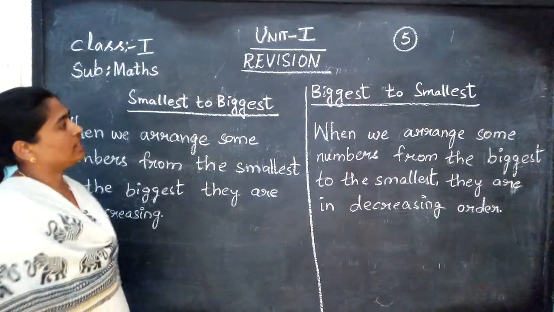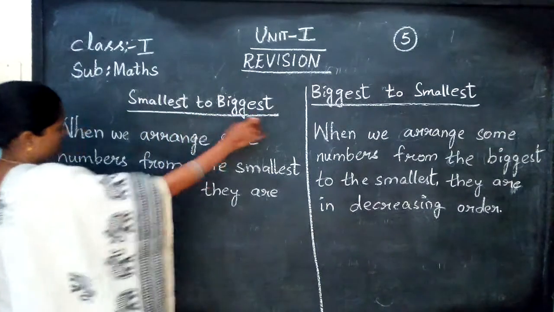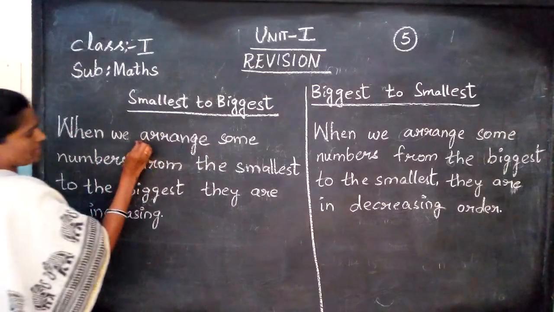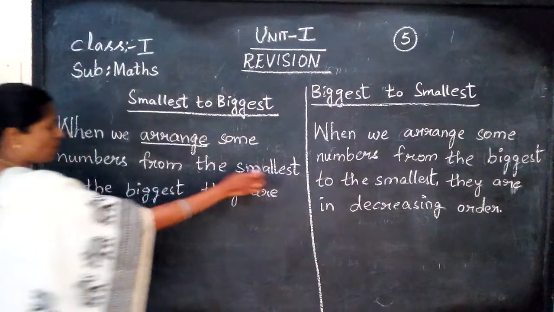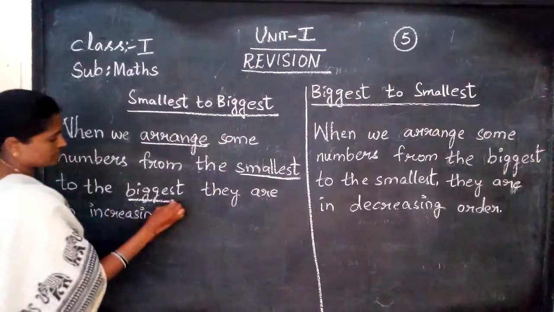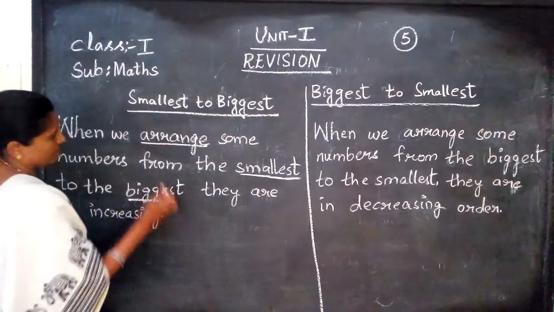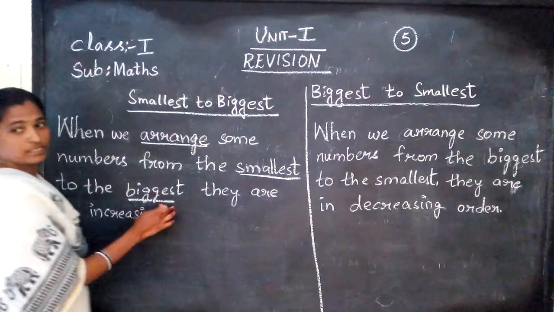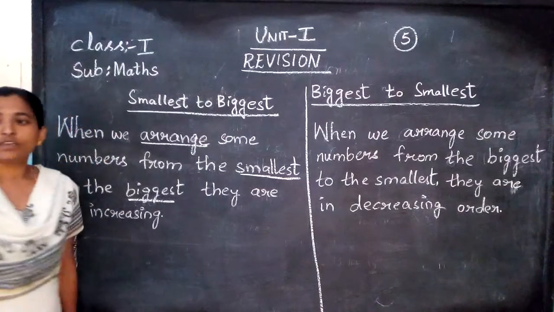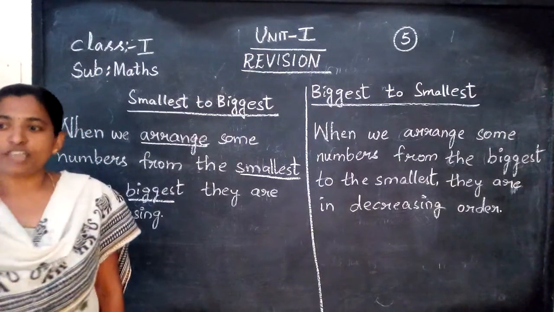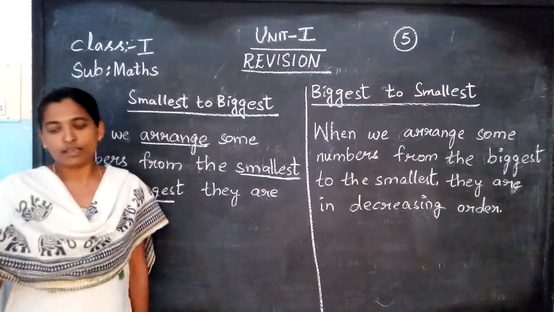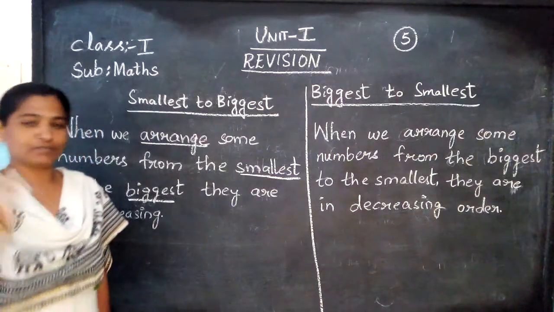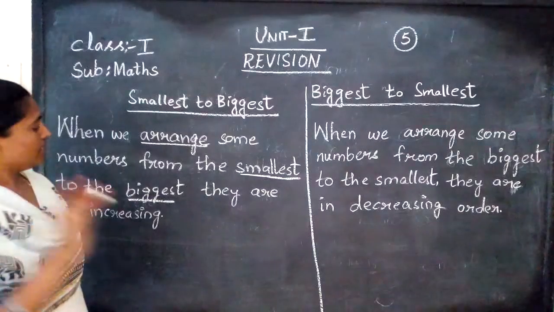Going to the next topic, children, that is smallest to the biggest numbers. This is the increasing order. When we arrange some numbers from the smallest to the biggest, they are in increasing order. Suppose in assembly you stand height wise from small to big, from the short boy to the tall. It is one type of the increasing order.